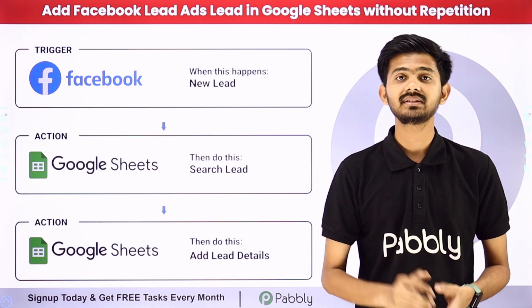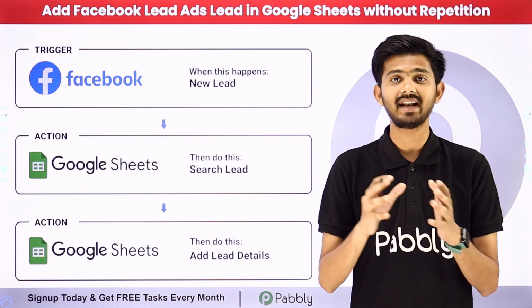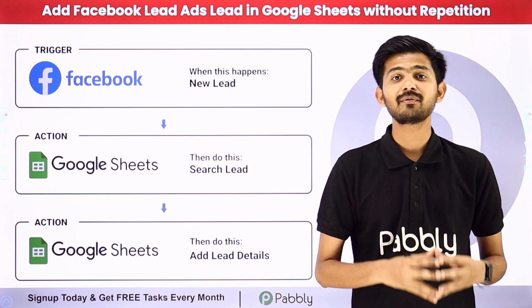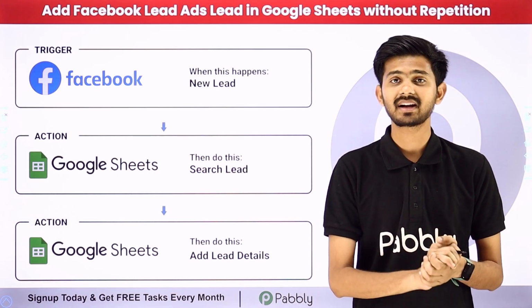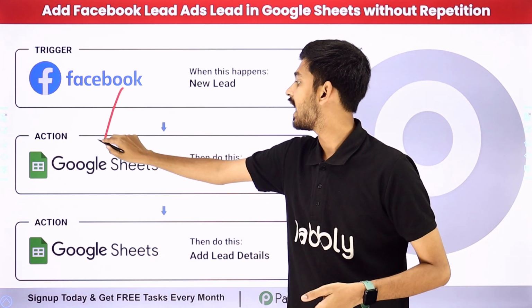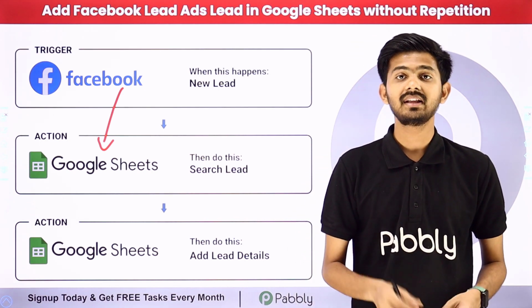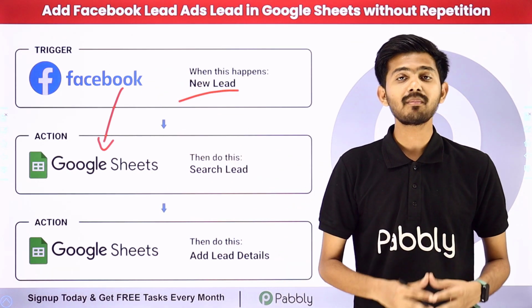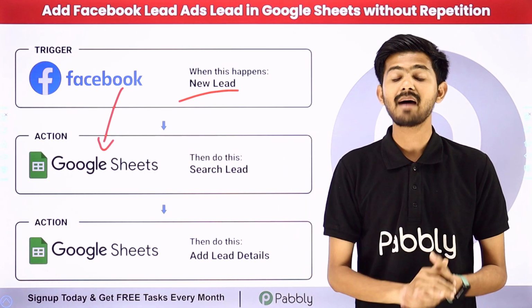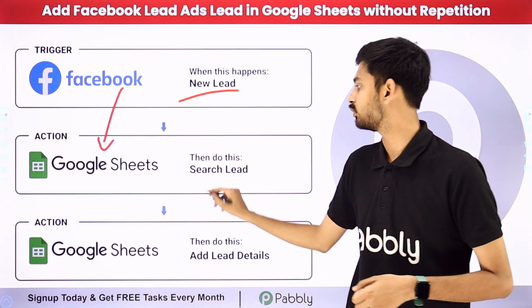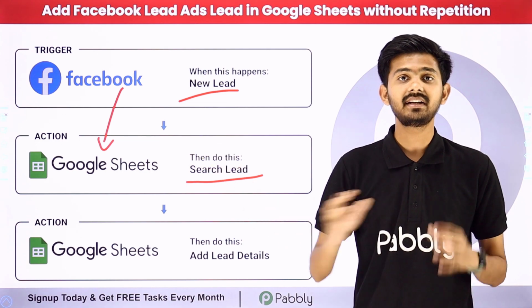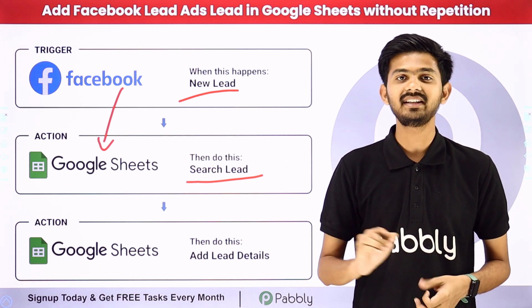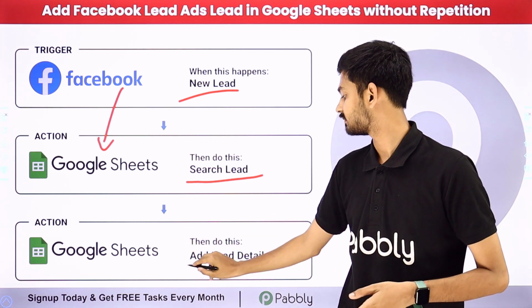Now what I want is to add all my Facebook lead ad lead details in my Google Sheet without any repetition. So for that, I'm going to set up a connection between Facebook lead ads and Google Sheet in such a way that whenever I receive a new lead from Facebook lead ads, automatically, using that lead's details, I'm going to first search for that lead in my Google Sheet. And if that lead does not exist in my Google Sheet, then automatically I'm going to add these lead details in my Google Sheet.